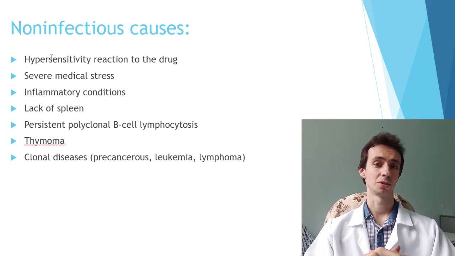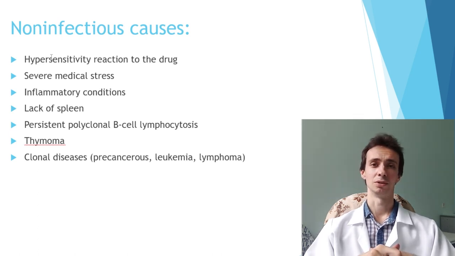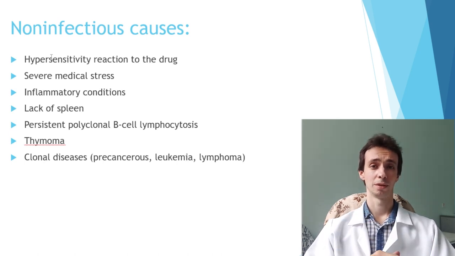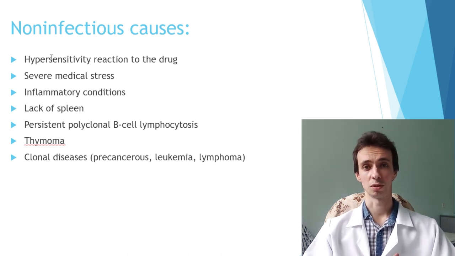Also, severe medical stress. What does it mean? It means the patient has a heart attack, a very hard epileptic attack, some trauma, surgery, something really stressful for the body. That's when you may have increased lymphocytes. Also, some inflammatory conditions. We'll talk about it later, why the visit to the doctor is so important, because you can always notice some inflammation in the body, for example, rash or arthritis.